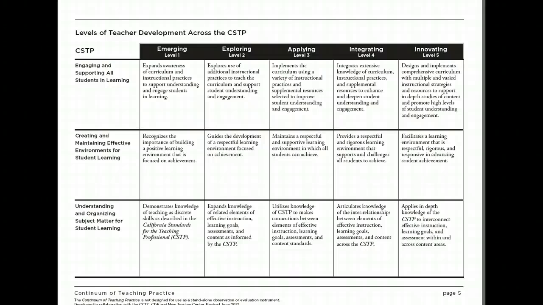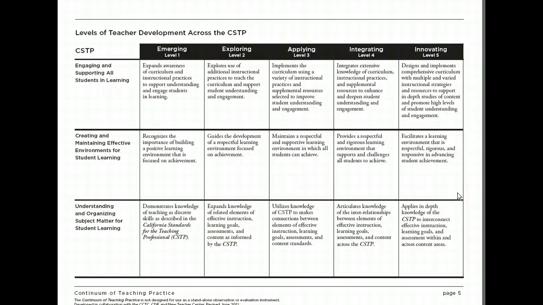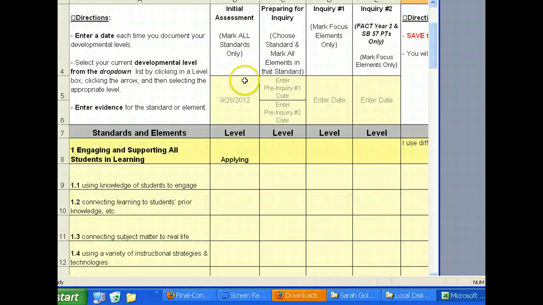You'll remember in your initial assessment, you looked at simply just the standards, the CSTP 1, 2, 3, 4, 5, and 6 on pages 5 and 6 of your Continuum of Teaching Practice booklet. At that time, you only marked the standards. Now you're going to go in under the Preparing for Inquiry in your Continuum spreadsheet and enter the new date.